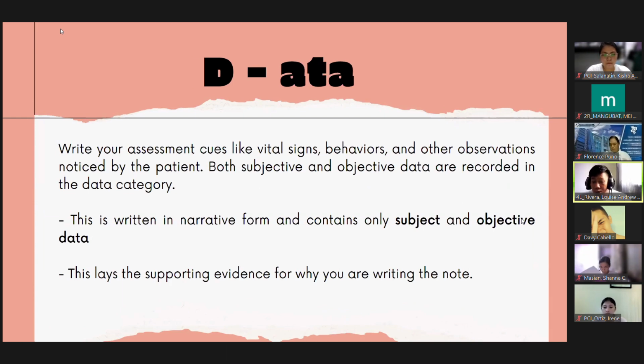Write your assessment cues like vital signs, behaviors, and other observations noticed in the patient. Both subjective and objective data are recorded in this data category. This is written in narrative form and contains only subjective or objective data, our cues. It lays the supporting evidence for why you are writing the note. For example, earlier, ineffective airway clearance. That means the airway is clogged, maybe with sputum or something.